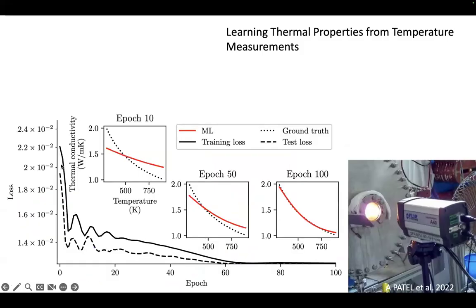Nevertheless, we are able to learn this nonlinear heat conduction model. So here you can see in red our machine learning model after 10 iterations trying to learn this dotted line. After 50 it is approaching closer, and after 100 epochs it has basically learned the nonlinear law in this particular interval of temperature, which is the temperature used in the experiment.